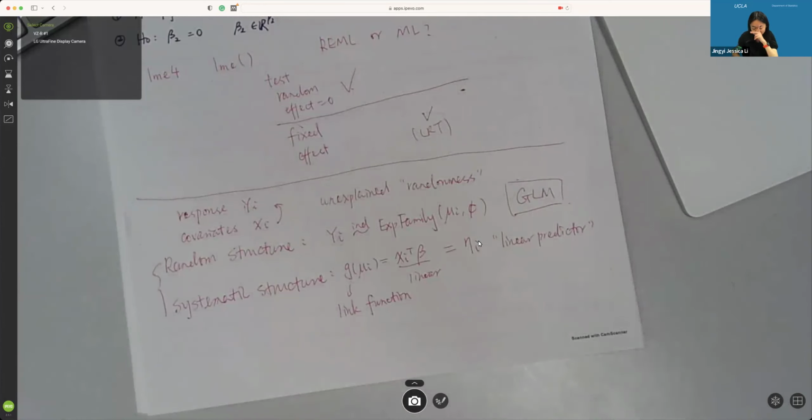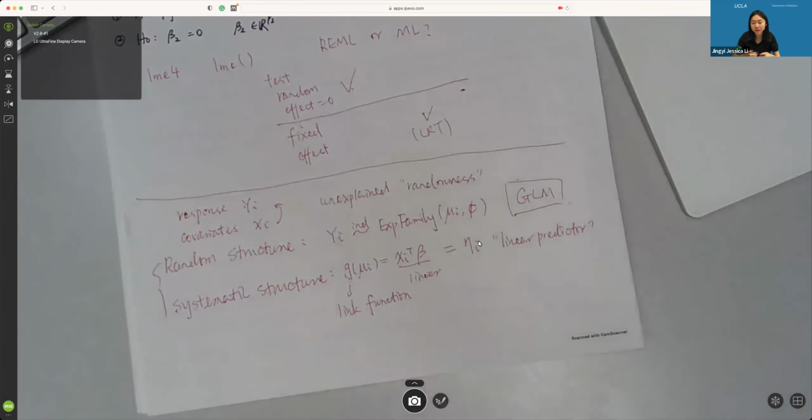And we can also generalize Poisson further to negative binomial to account for over dispersion. That is, the variance may be bigger than the mean. You may even account for zero inflation by going to the hurdle model or the zero inflated model, right? So you can get a model more complicated.